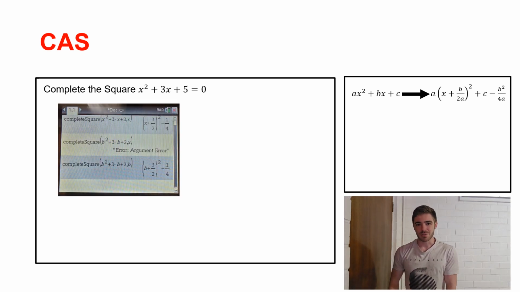The Casio doesn't have an equivalent function. This isn't a huge deal because it's very rare you'll ever have to even complete the square in a tech active environment, but it is one point in the direction of maybe buying a TI Nspire instead of a Casio.